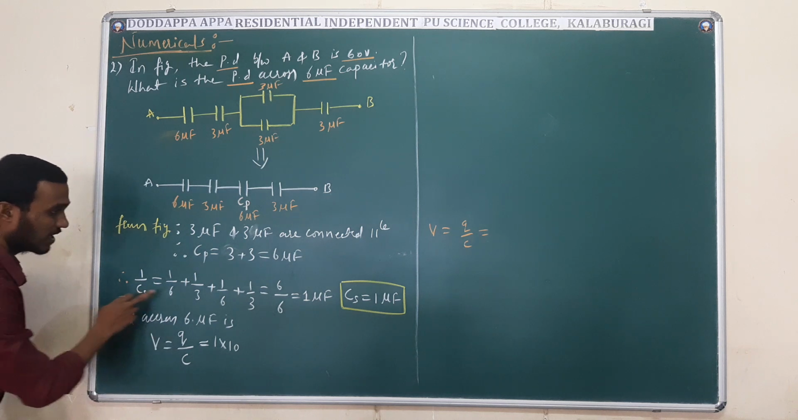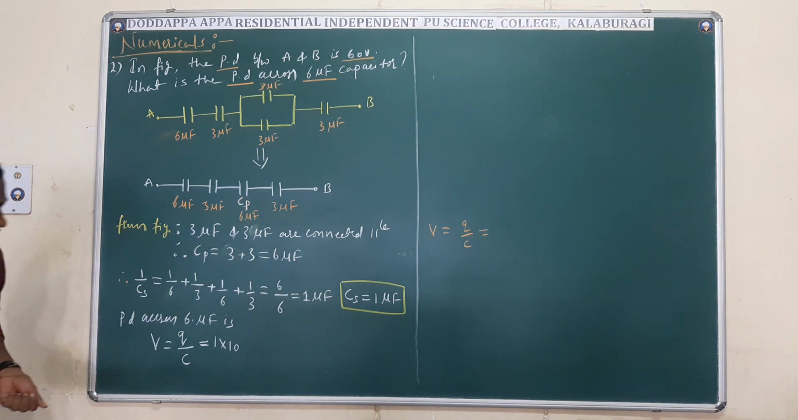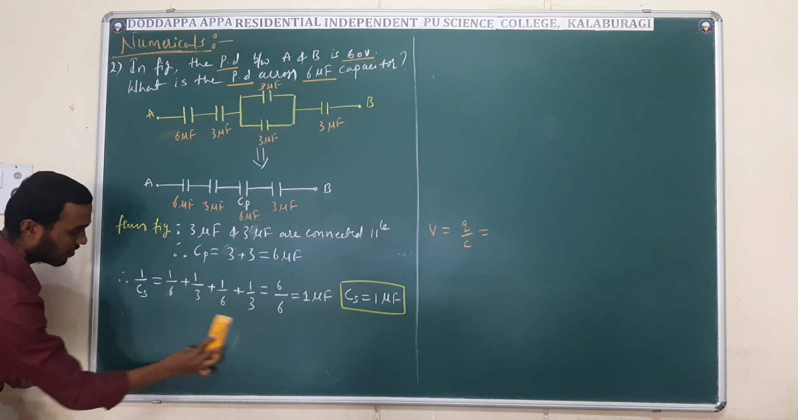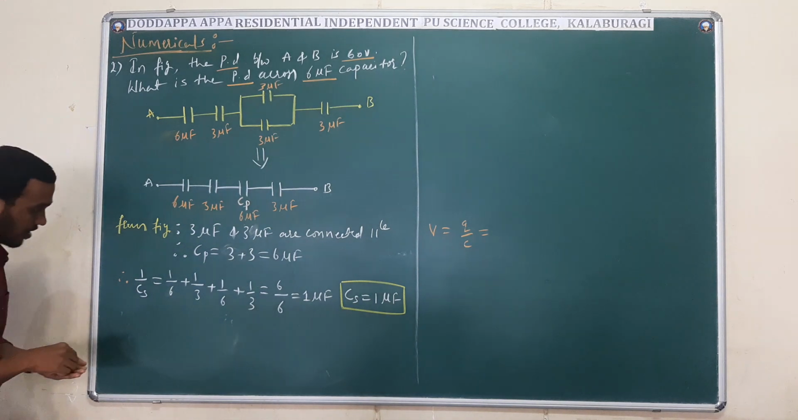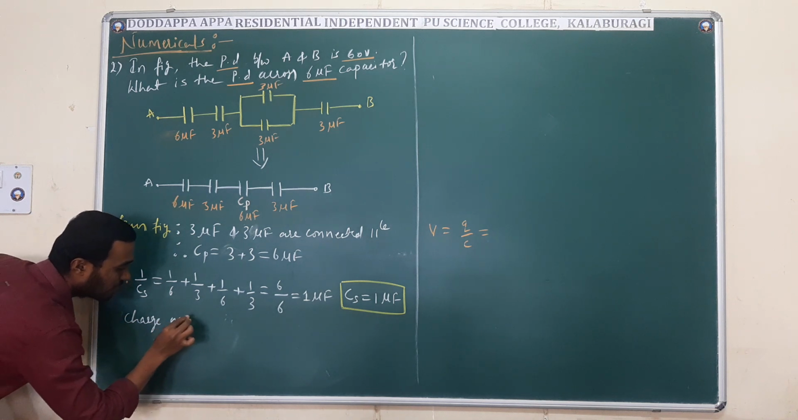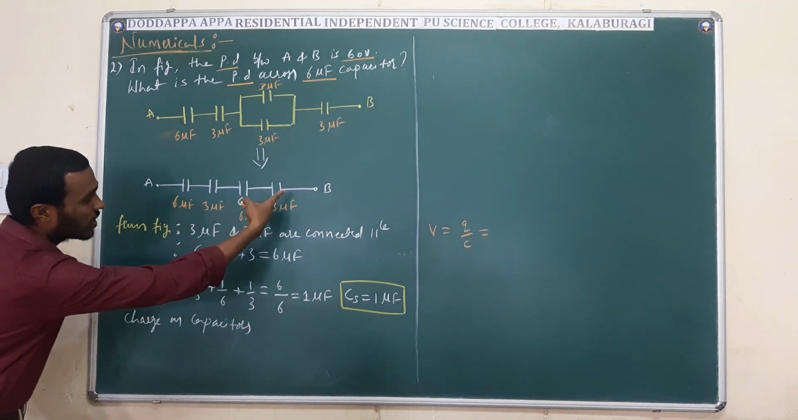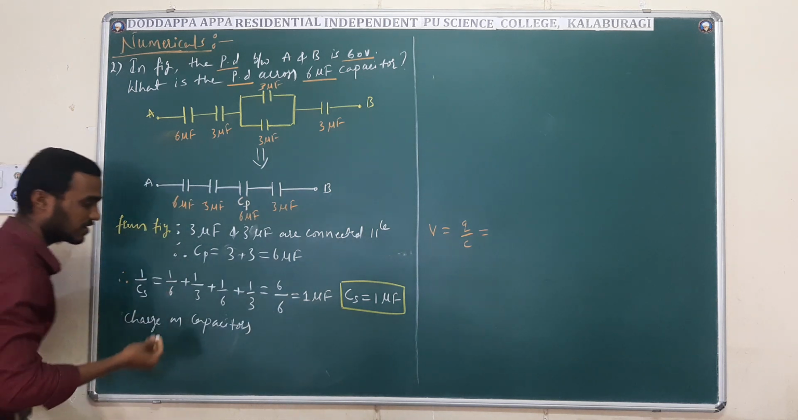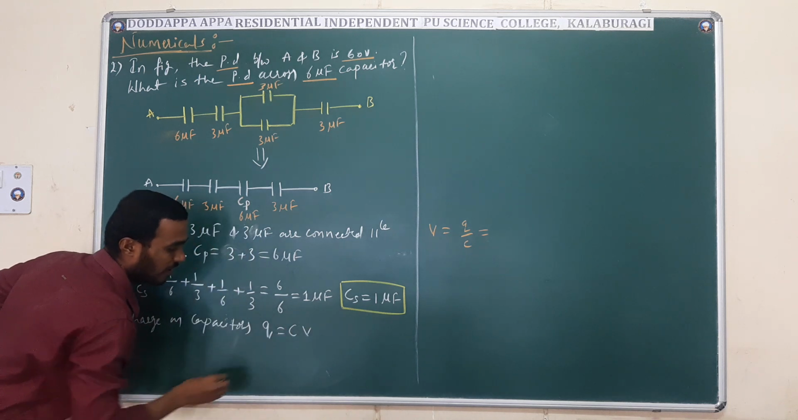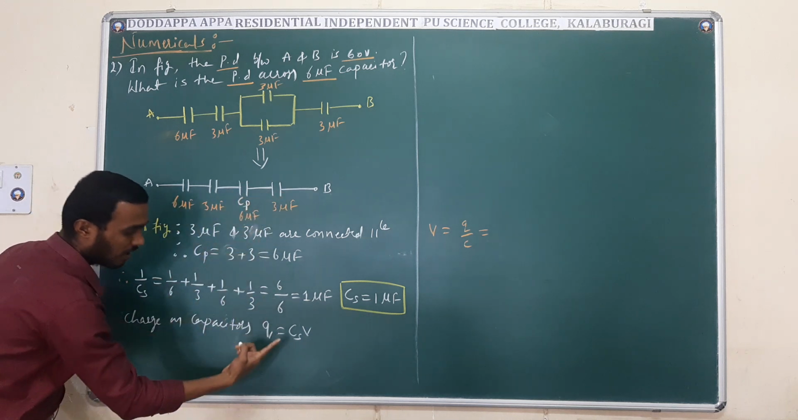The Cs value we have here, so first I will take the value of charge. We need to find the charge. The charge on all the capacitors is the same, because it is series. In series, charges are same. Charge Q is equal to C into V. Which C is it? This is the final figure, the series connection.